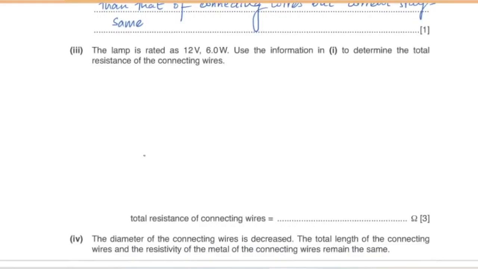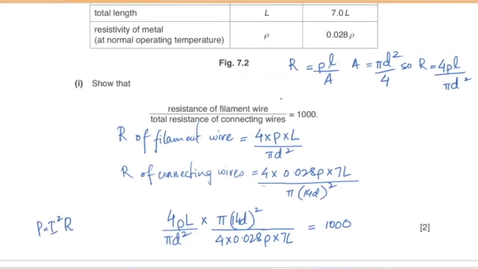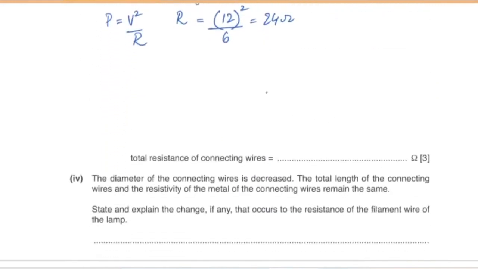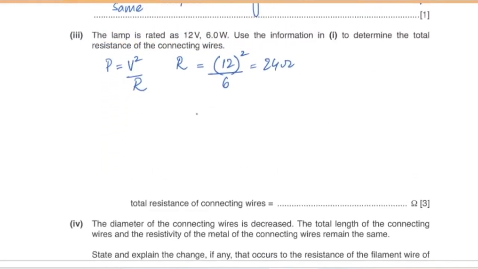Part 3, the lamp is rated as 12 volts, 6 watts. Use the information in part 1 to determine the total resistance of the connecting wires. So power dissipation is equal to V squared by R. So the resistance of the lamp, first of all, is going to be 12 squared divided by the power, and that is equal to 24 ohms. Now the ratio of the resistance of the filament wire to the total resistance of the connecting wires is equal to 1000. This means that the resistance of the filament wire, which is 24 ohms this time, divided by the total resistance of the connecting wires is equal to 1000. So this leaves us with the total resistance of the connecting wires as 0.024 ohms.